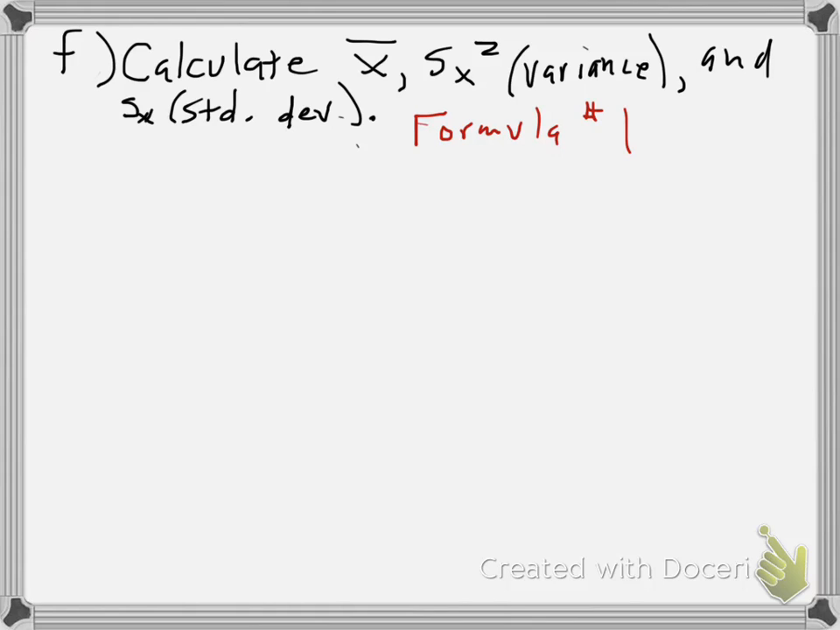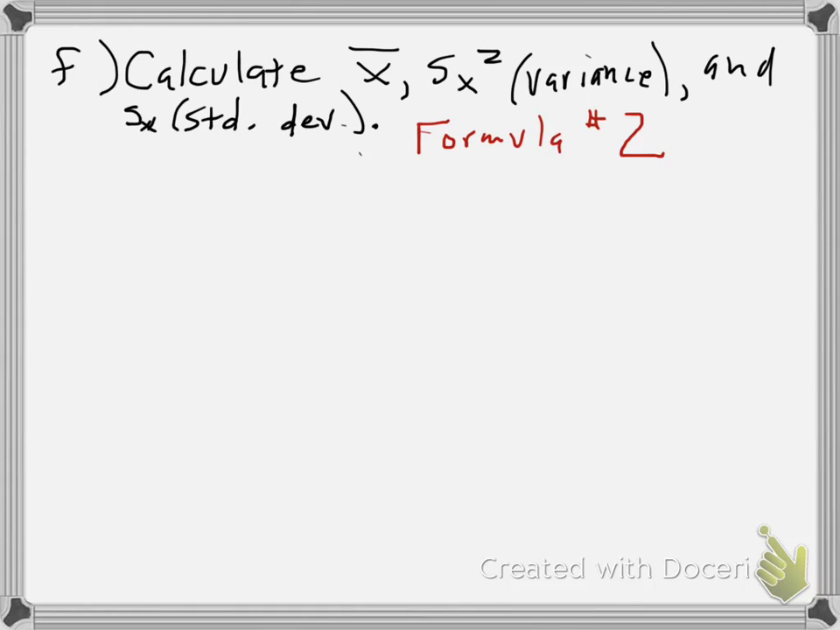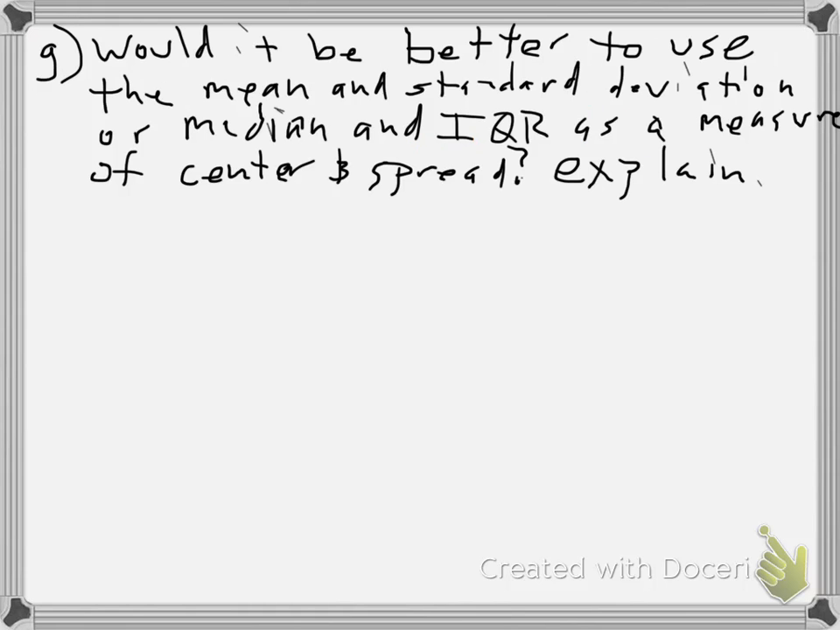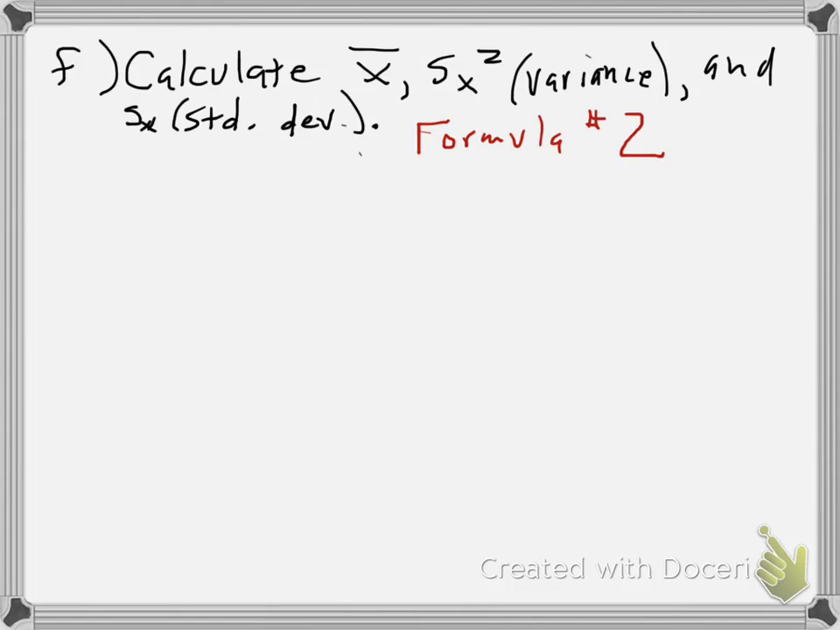Part F, we're going to calculate the mean, variance, and standard deviation, and I'm going to go through both formulas. So I'm going to use formula number 1 and formula number 2 that we've learned. And lastly, I'm going to answer the question: would it be better to use the mean and standard deviation or median and IQR as measures of center and spread? And I'll explain my answer there.